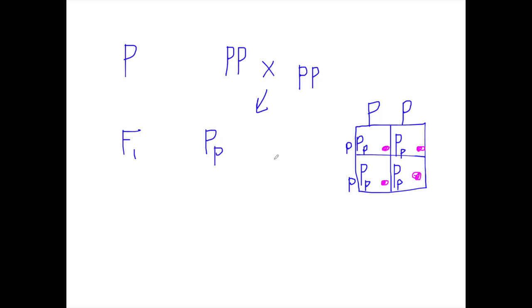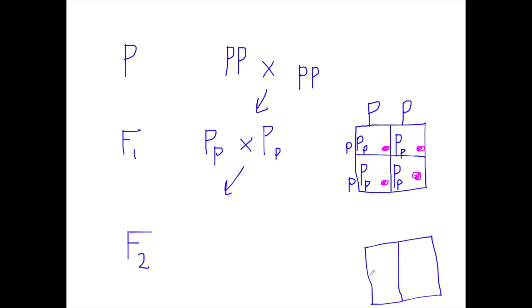But recall, Mendel didn't stop there. He allowed these pea plants to mate with each other. So this one is going to mate with this one, or big P, little p is going to mate with big P, little p. Okay? They're going to mate together, and they're going to create the F2 generation. Now again, in order to figure out what the F2 generation is going to be, the easiest way to do that is to do a Punnett square. So again, I'm going to draw a 4-square Punnett square.